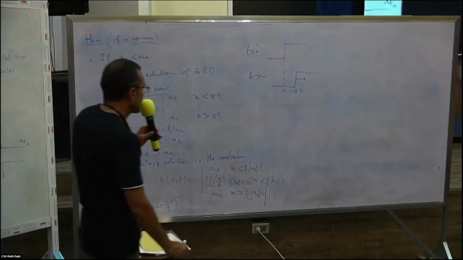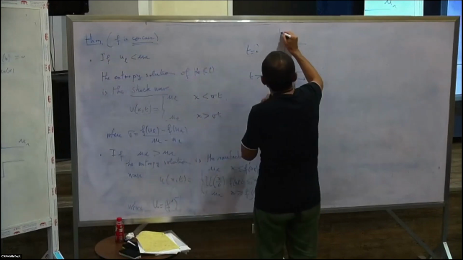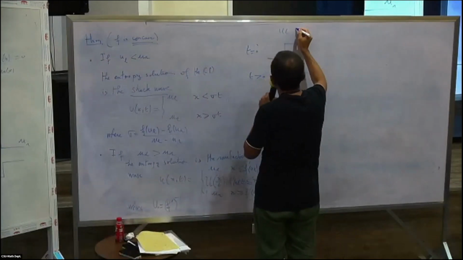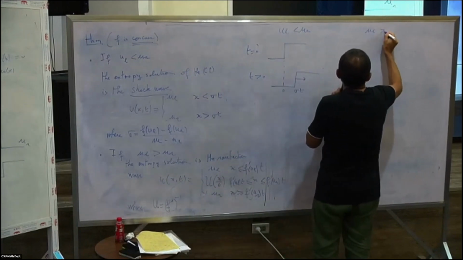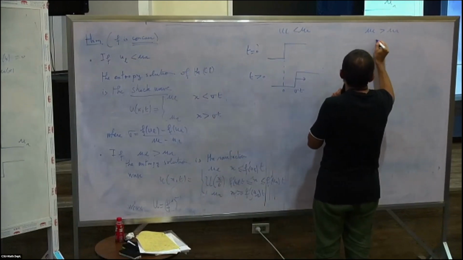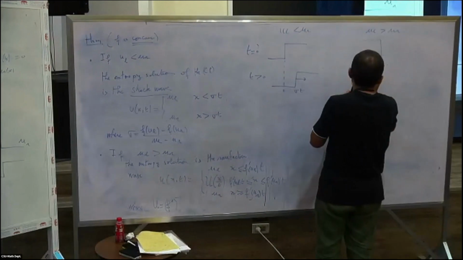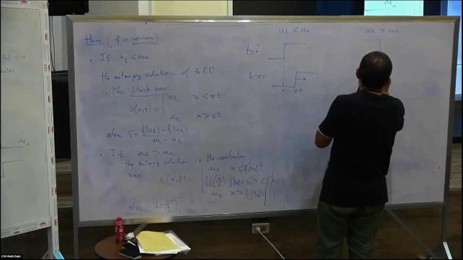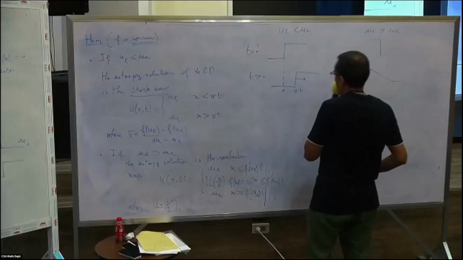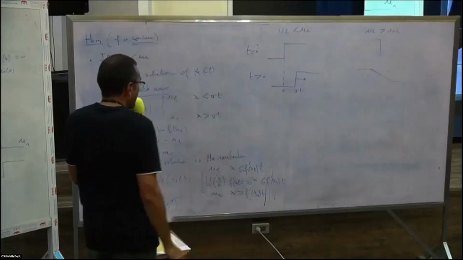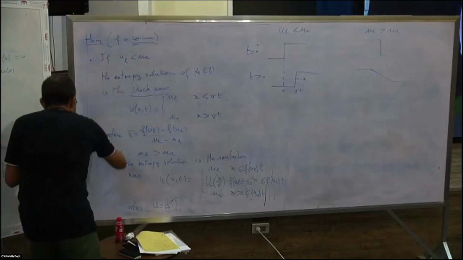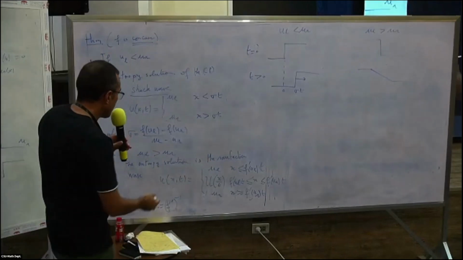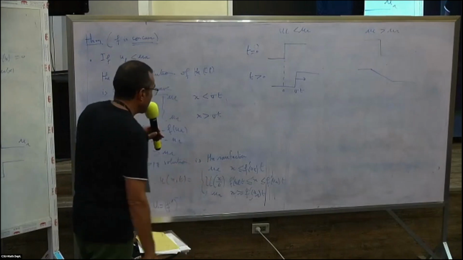So in this case, UL is less than UR gives the shock, and if UL is bigger than UR, the initial condition is like this, and after, it looks like this, so it's continuous. So this is the theorem. I'll give you an example of how we calculate this.